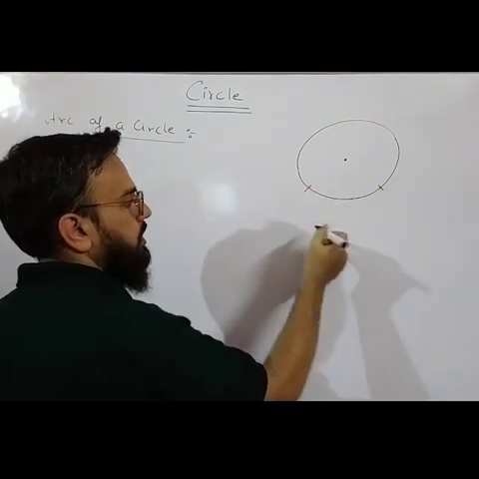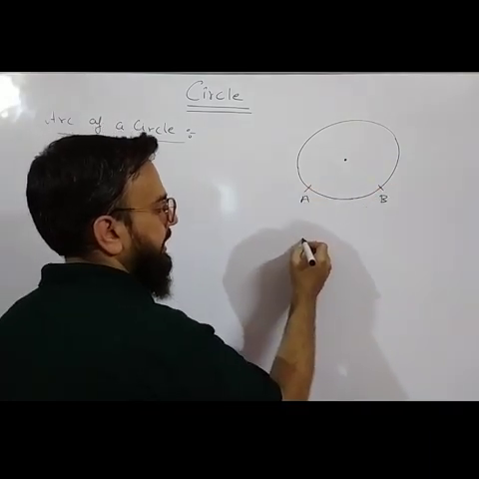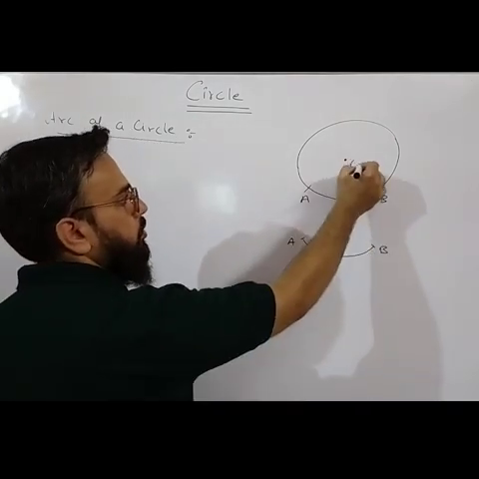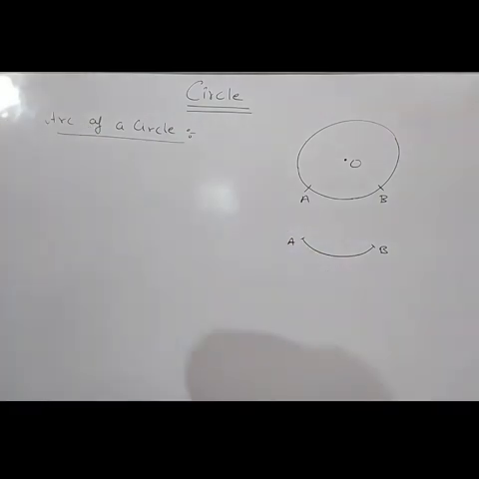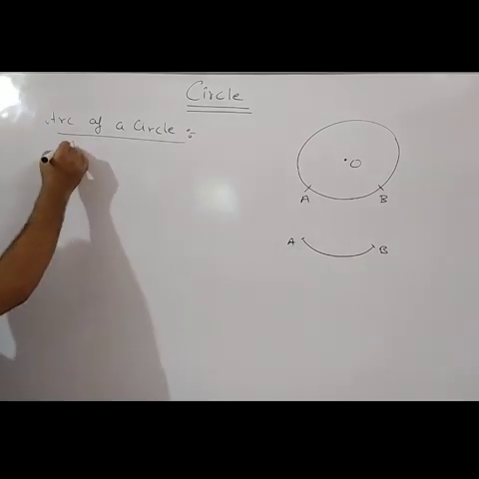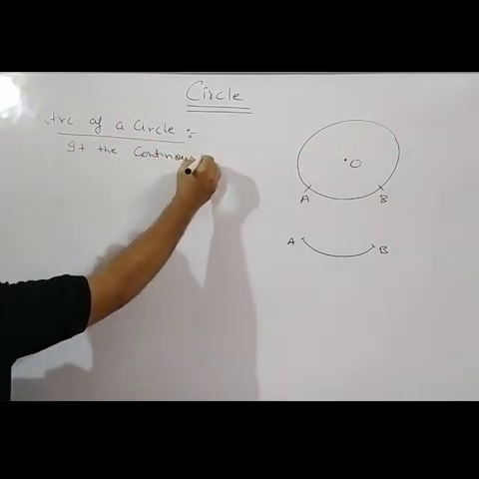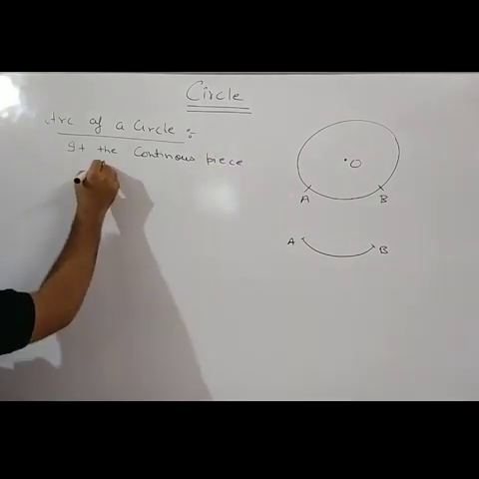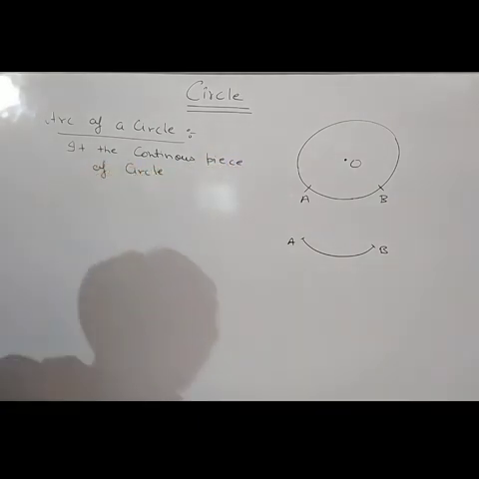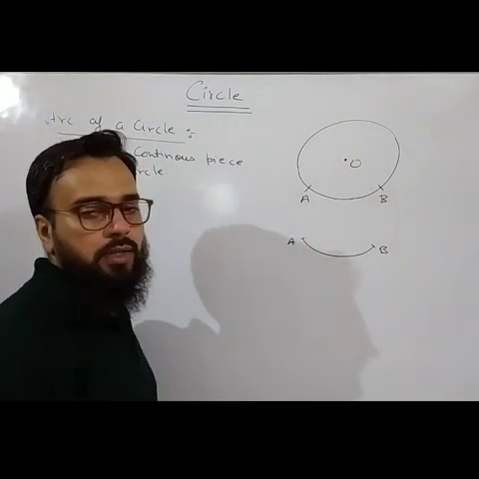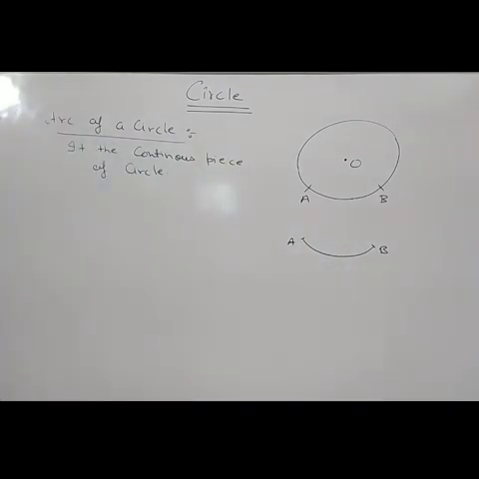If we take this part of the circle, suppose this is AB, then this AB is the part of this circle with center O. Now this part AB will be known as arc of the circle with center O. So what is the arc of a circle? It is the continuous piece of circle. Clear? If we cut any circle, we take a piece which should be continuous. So a continuous piece of a circle is called arc.